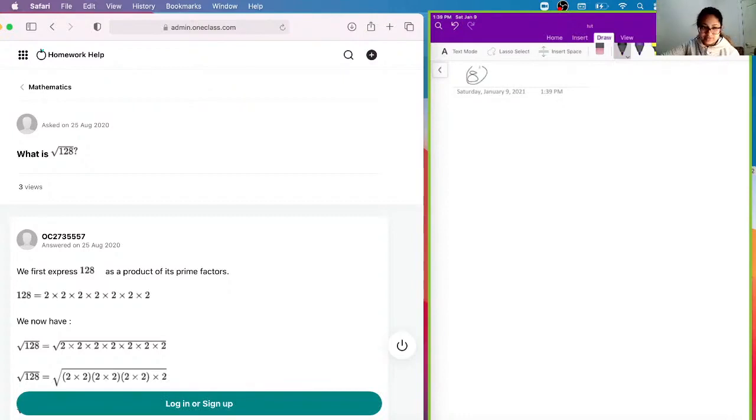Our next question says, what is the square root of 128? So we're trying to find the square root of 128. Let's first express 128 as a product. So you have 128, and let's find a number that is a multiple of 128.